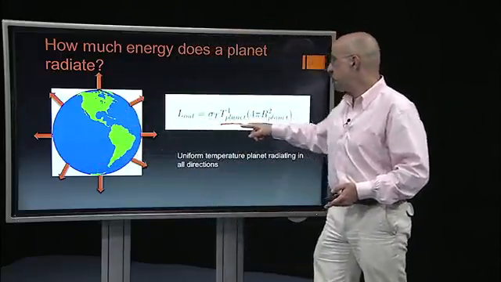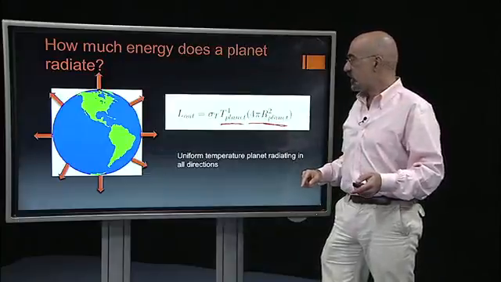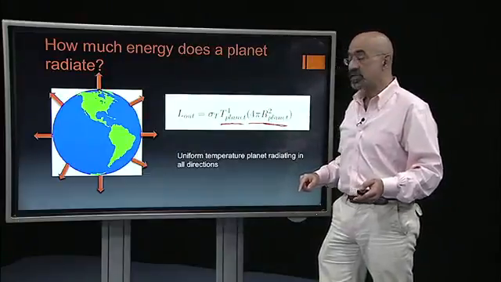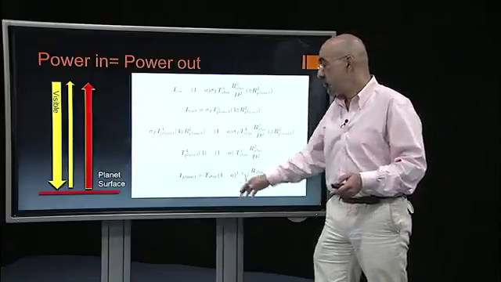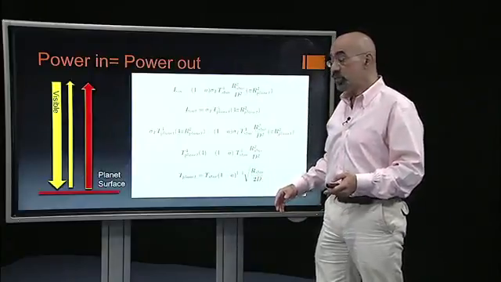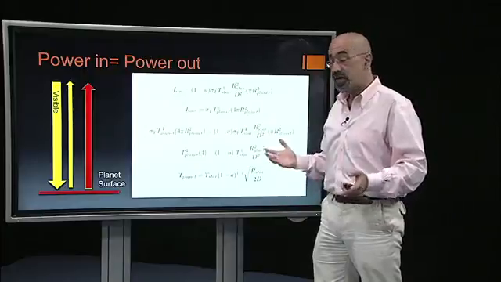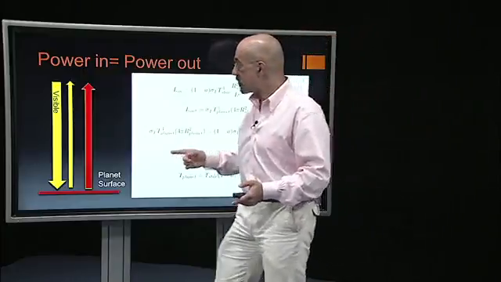So here's the total luminosity the Earth sends out. We want to balance that against the luminosity in. And that's what we'll do right now. We're going to work through some equations that will tell us what temperature planets will have. It's going to be a balance.